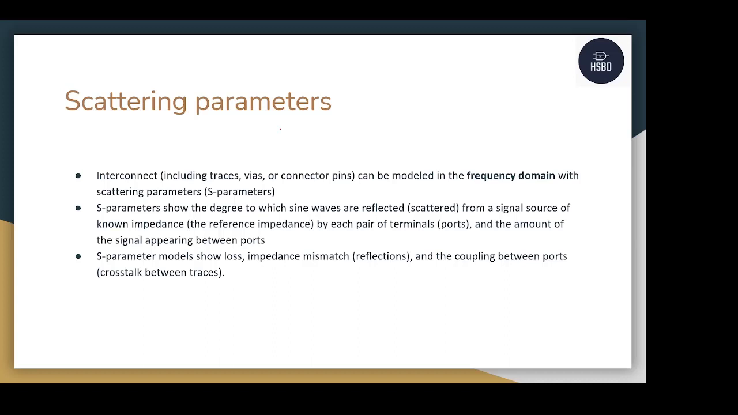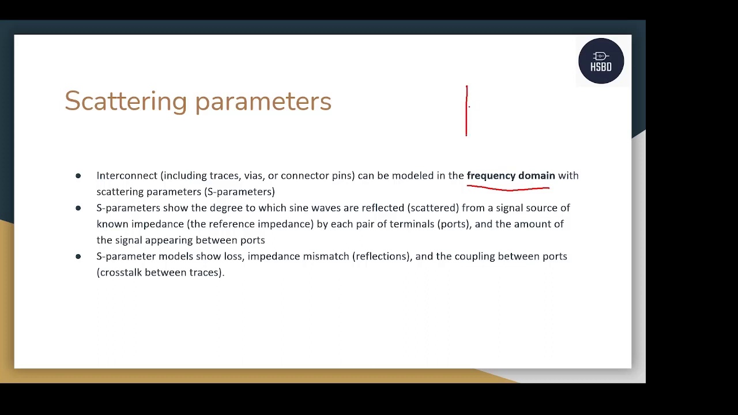S parameters, or scattering parameters, have nowadays become a very important and vital part of analyzing a transmission line. The interconnects can be modeled in the frequency domain with the use of S parameters. So what do scattering parameters do? Scattering parameters show the degree to which the sine waves are reflected or scattered from the signal source of known impedance by each pin, terminal or port that is created, and the amount of signal that is deteriorated from its original path.